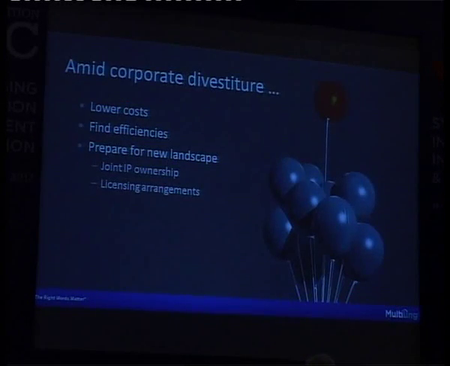So what happened on the client side and what led to the changes in the IP organization? A part of the company, it was a corporate divestiture, which means part of the company was sold. For the IP organization, that meant that suddenly they had a lower budget, they had to lower their costs, find efficiencies, also prepare for a new landscape, because partly the patents were owned, it was a joint IP ownership.